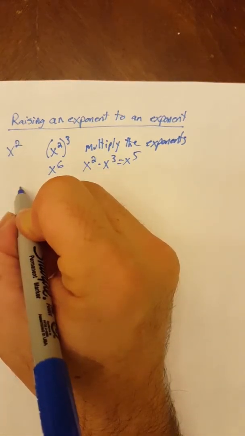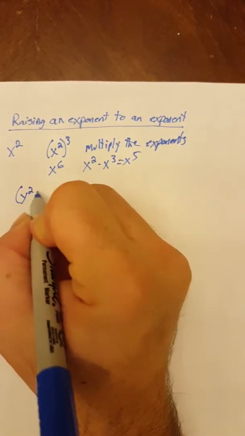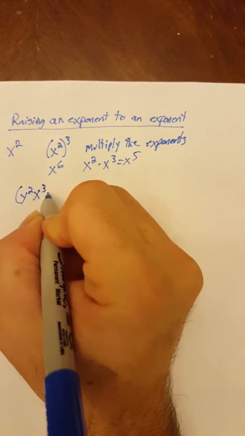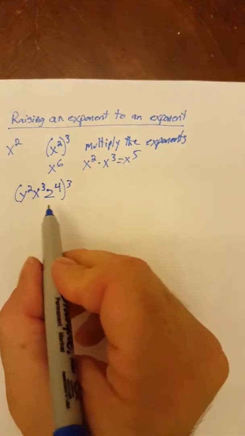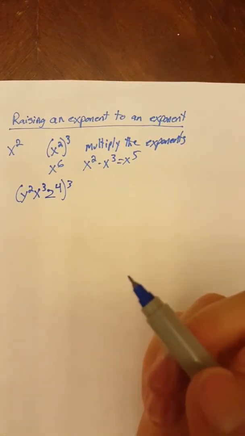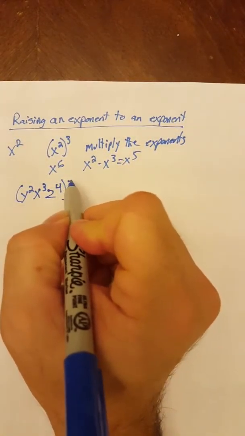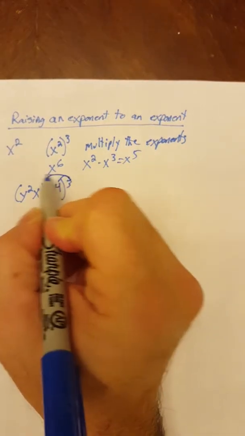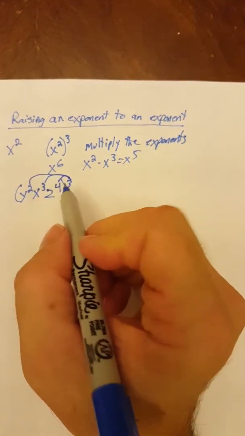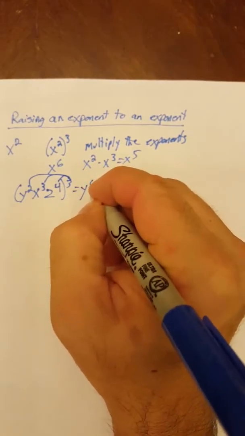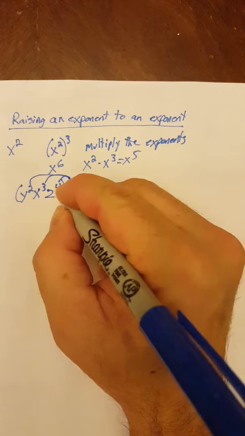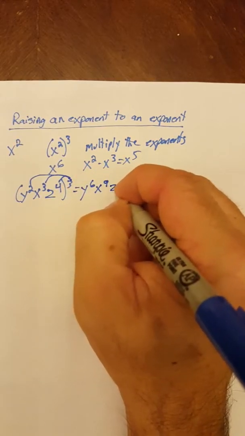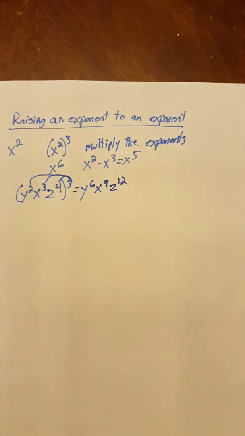Now, it doesn't matter how many things are in the parentheses. If you have more than one thing, they're all going to get it. You can kind of think of it as distributing. So this 3 is going to get multiplied to each one of these exponents. So 2 times 3 is going to give us y to the 6. 3 times 3 is going to give us x to the 9th. And 4 times 3 is going to give us z to the 12th. And that becomes your final answer.